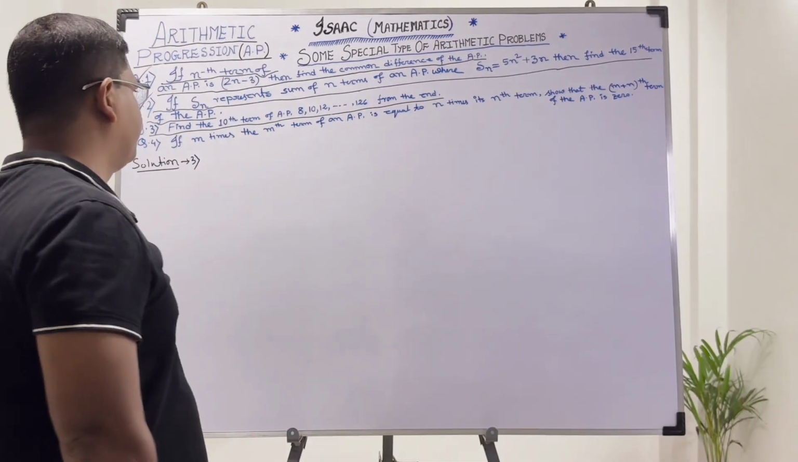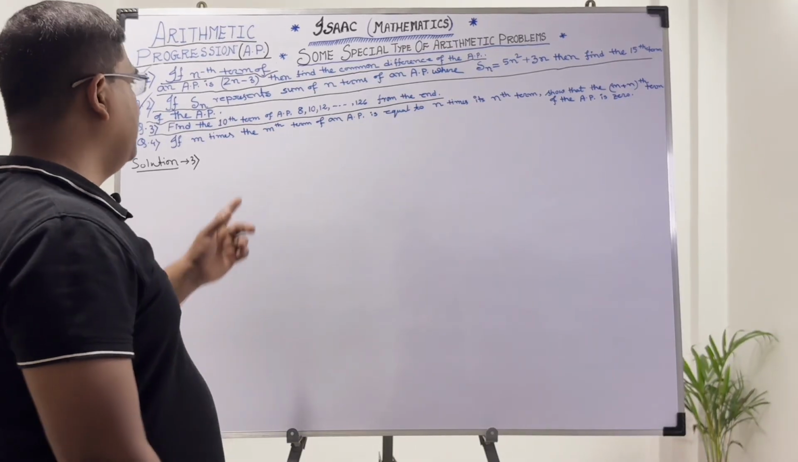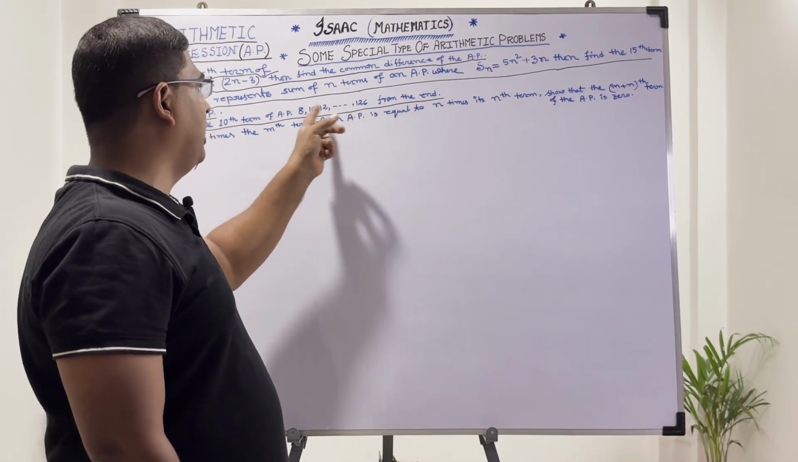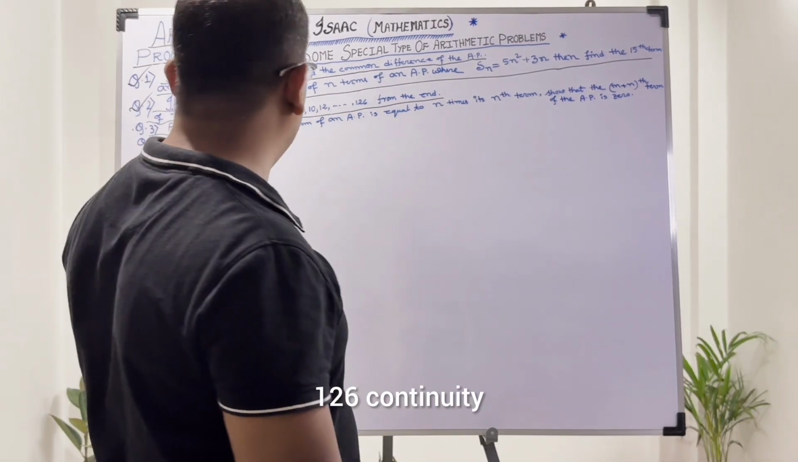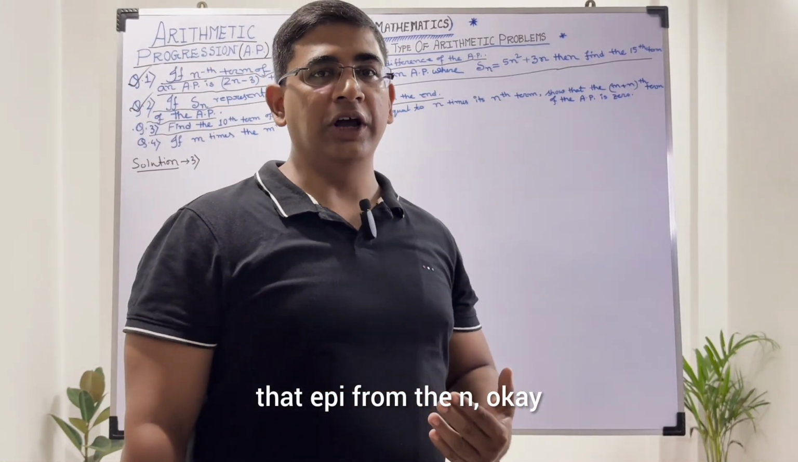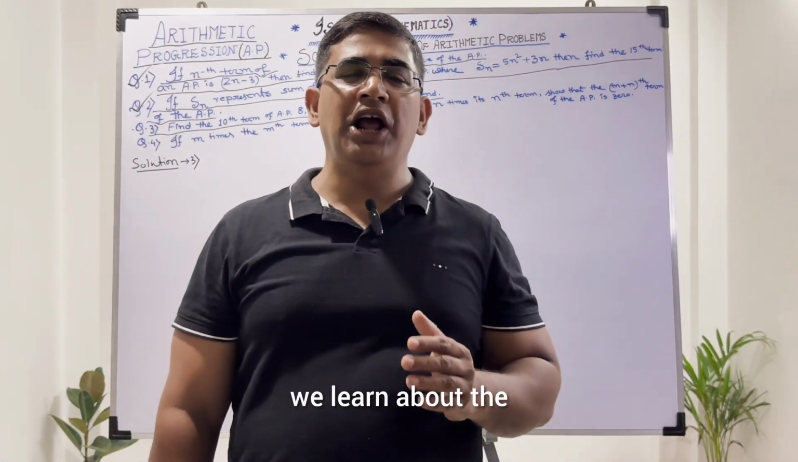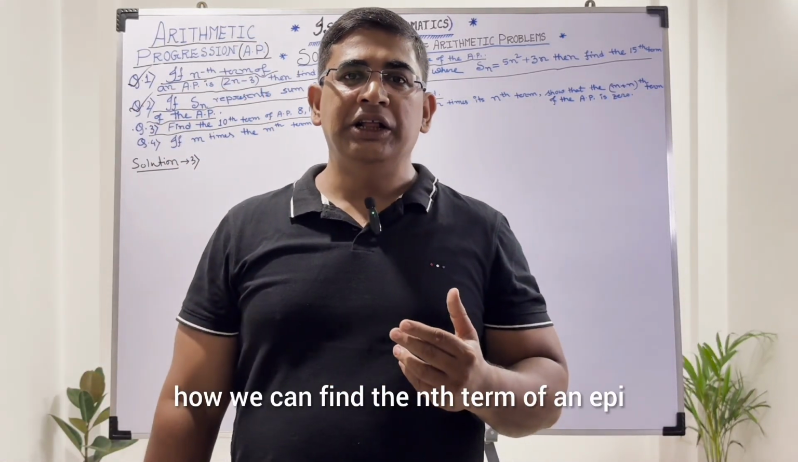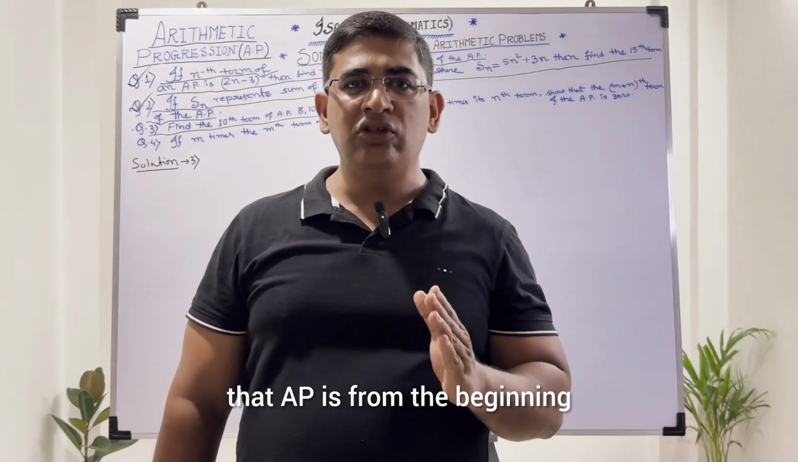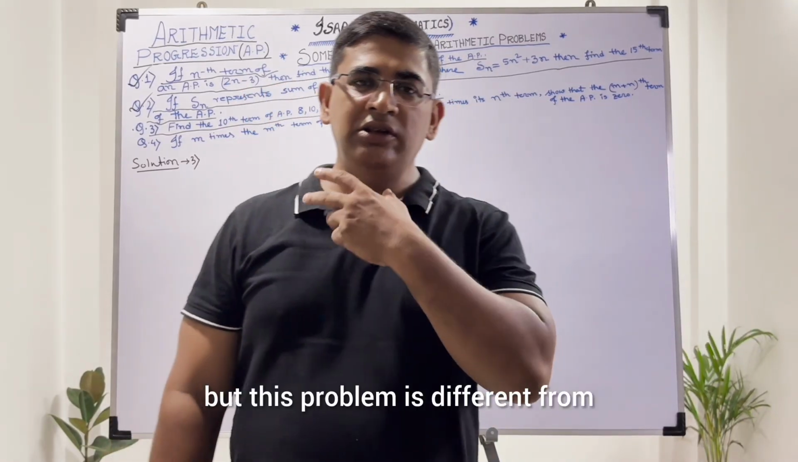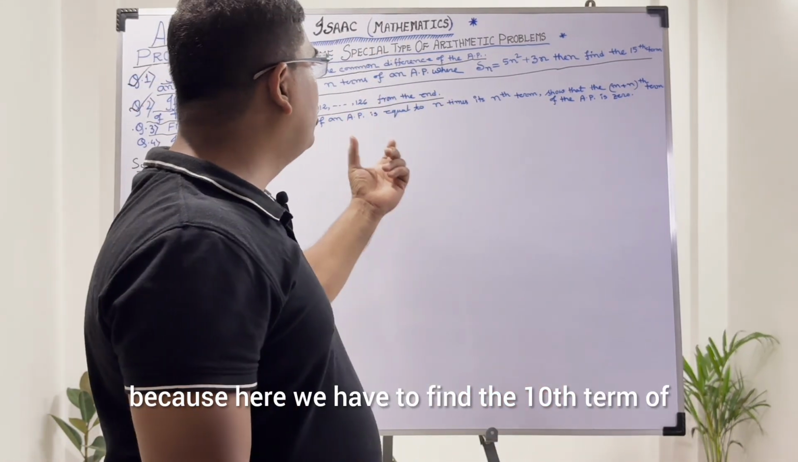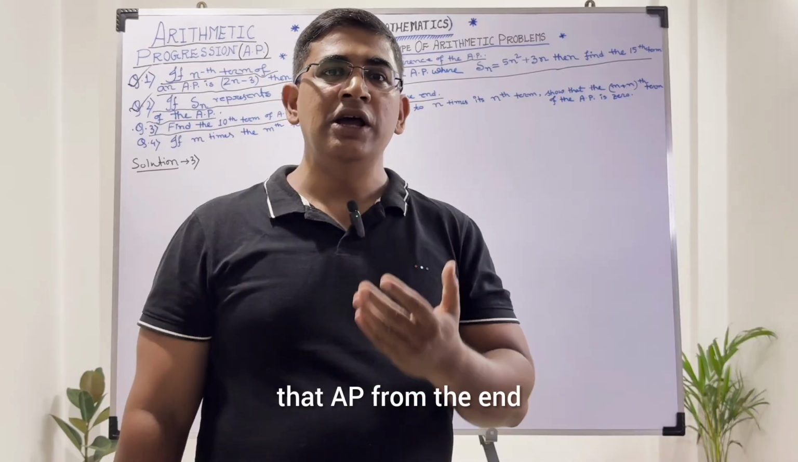Solution 3. Here an AP is given. The AP is 8, 10, 12, 126, continuing. We have to find the 10th term of that AP from the end. In our previous classes, we learned how to find the nth term of an AP from the beginning. But this problem is different from that previous problem because here we have to find the 10th term of that AP from the end.